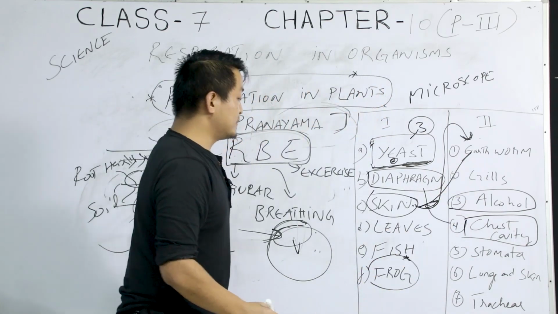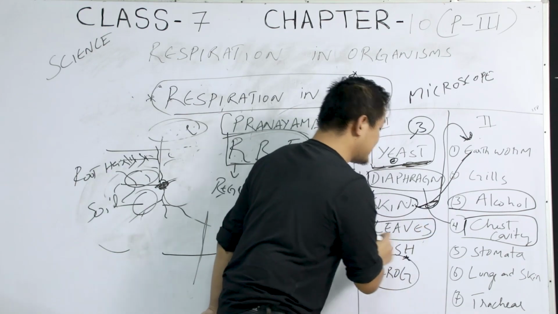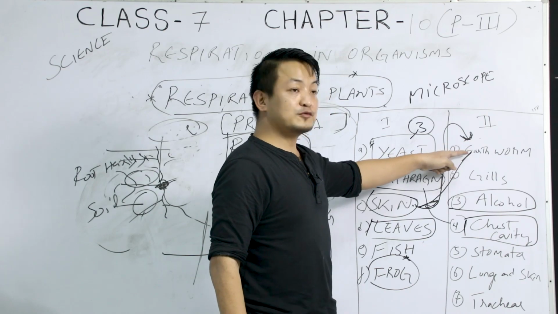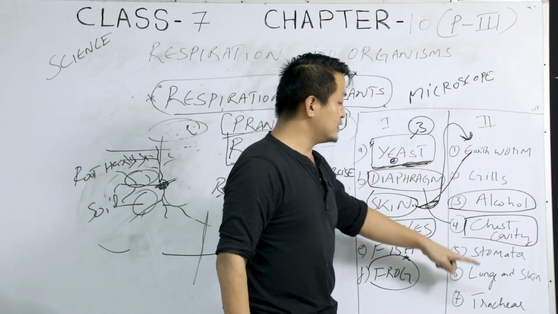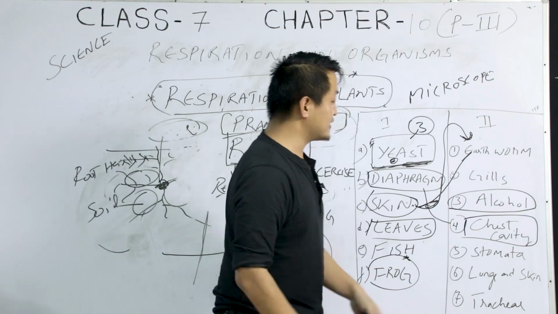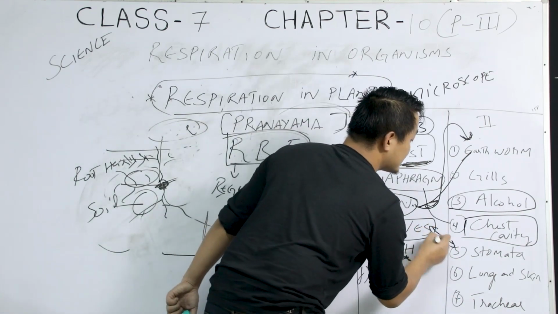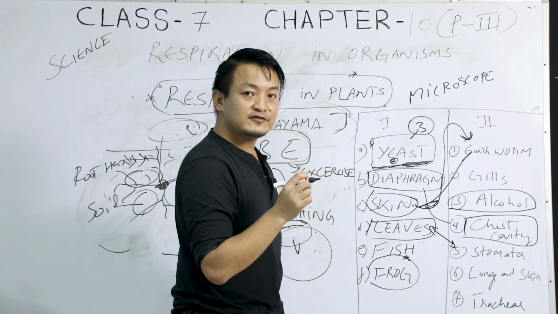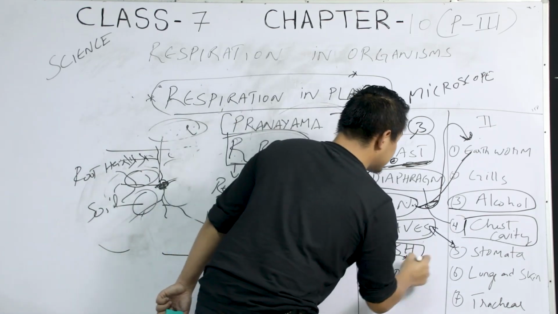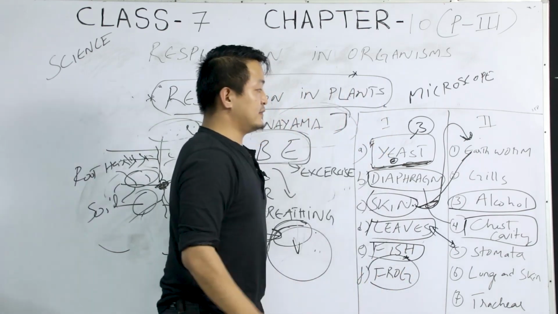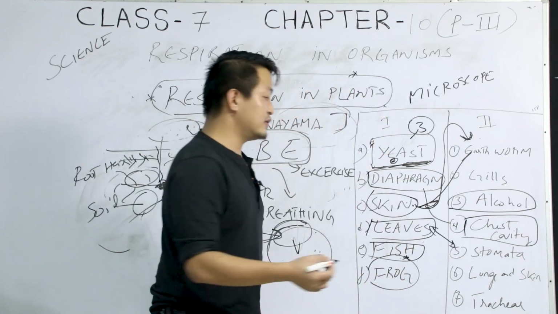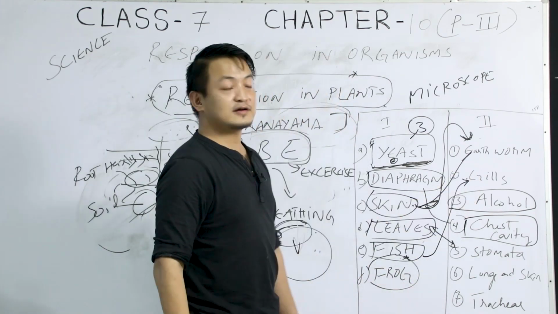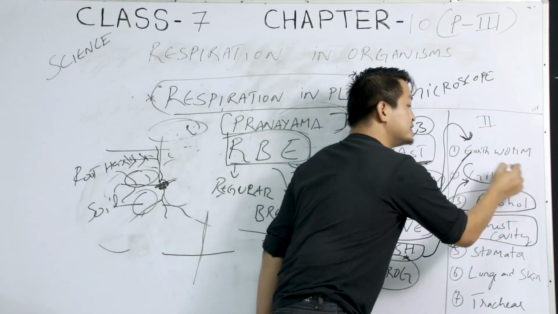Clear? Okay. Now next is leaves, okay? Now see, in the leaves, it has nothing to do with earthworm, gills, alcohol, lungs and skin or trachea, right? So leaf means stomata, okay? Stomata, like I have said, are the small pores present in the leaf. Clear? Now the next is fish. Fish, they breathe through gills, right? So we have these gills over here. Clear? So fish, number 2, gills.